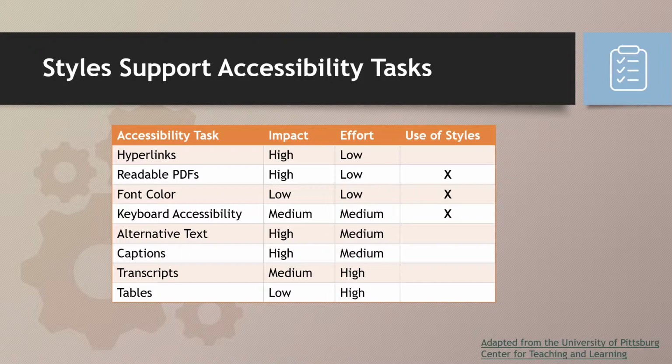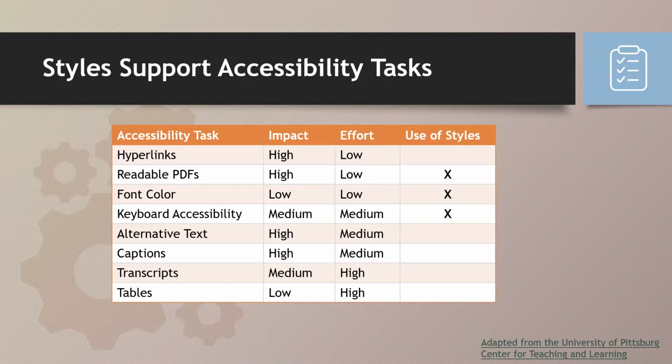High effort tasks are transcripts and tables. These tasks may require additional knowledge and skills to accomplish. Medium effort tasks are keyboard accessibility, alternative text, and captions. Low effort tasks are hyperlinks and readable PDFs. The high impact and low effort tasks are a great place to begin in learning how to create accessible documents. Hyperlinks and readable PDFs fall into this category.